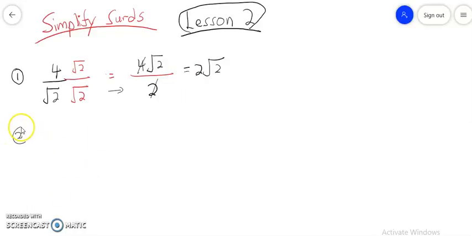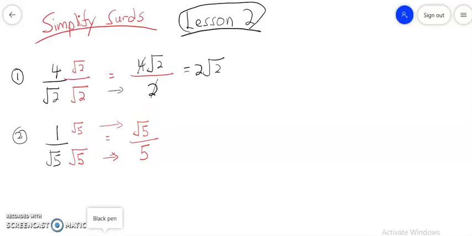Now example number 2, 1 over square root of 5. Just simply multiply the numerator and the denominator with the square root of 5, which represents square root 5 multiplied with square root 5. You'll be getting 5 below, and above you'll be getting square root of 5.